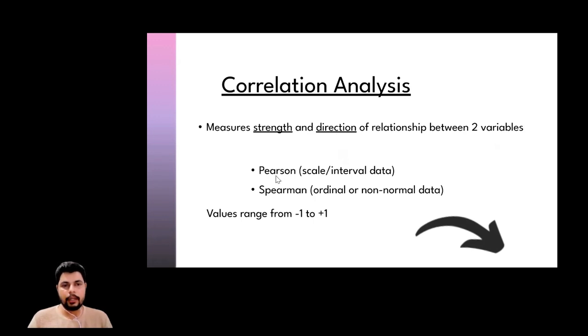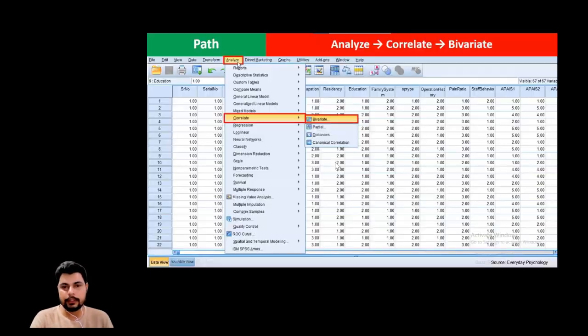There are two types of correlation analysis: Pearson and Spearman. If our variables are in interval or scale form, then we use Pearson. Basically, for normal data, we use Pearson. For non-normal data or ordinal data, we use Spearman. The value ranges from -1 to +1 for correlation analysis.